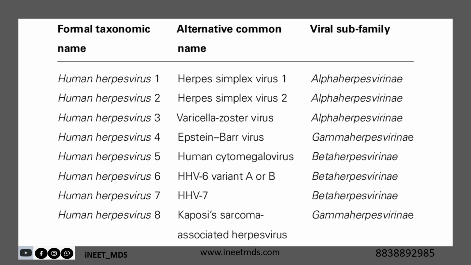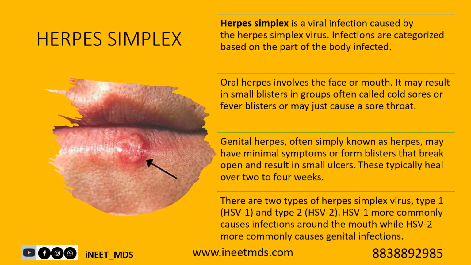Now let's see individual herpes viruses. First one is herpes simplex. Herpes simplex is a viral infection caused by the group of herpes simplex viruses, which includes both HSV1 and HSV2. Infections are categorized based on the part of the body infected. So, we have oral herpes and genital herpes.